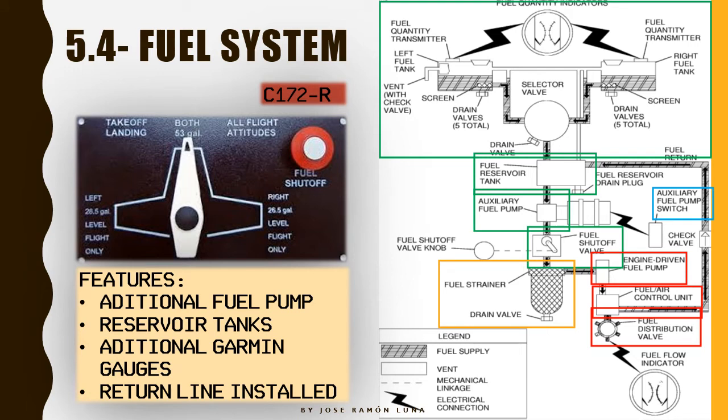Now, additional Garmin gauges. The big thing about this are the gauges, the fuel quantity and fuel flow indicators. If you have a Garmin, those connections are going to be fitted directly into your computer. And then the return line, as we said, there is a return line because the injection system is different from the carburetor engine.